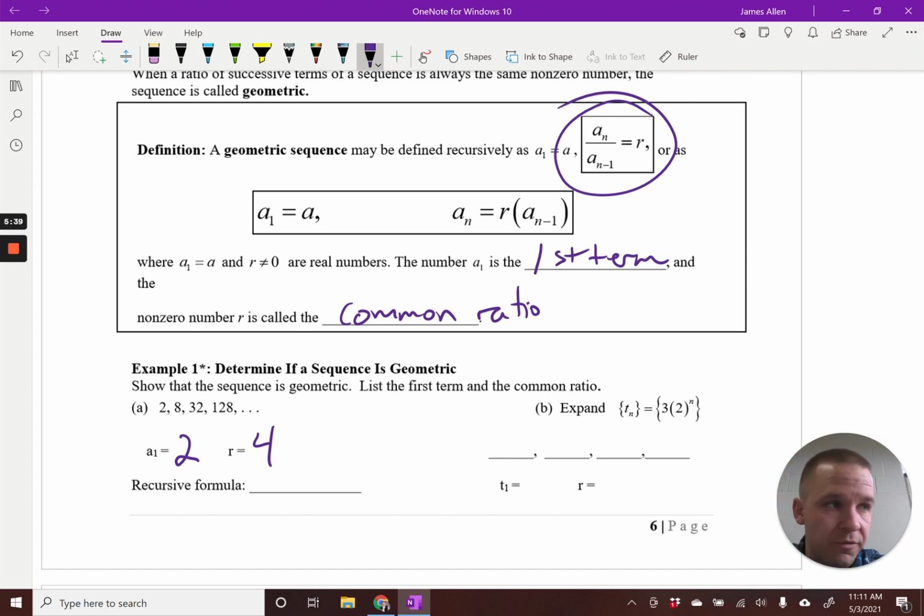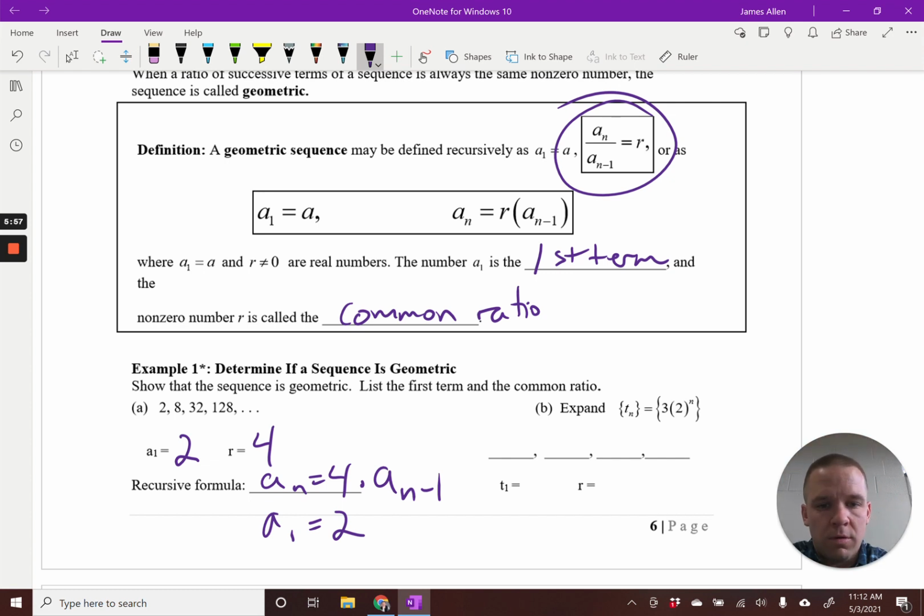So the recursive formula then would be that a sub n is equal to 4 times a sub n minus 1. So there we go. Sorry, I had somebody barge in there. I lost my train of thought as to where I was. But there's our recursive formula, right, where a sub 1 is equal to 2. We already wrote that down, though. Lovely. We're going to multiply that previous term by 4.